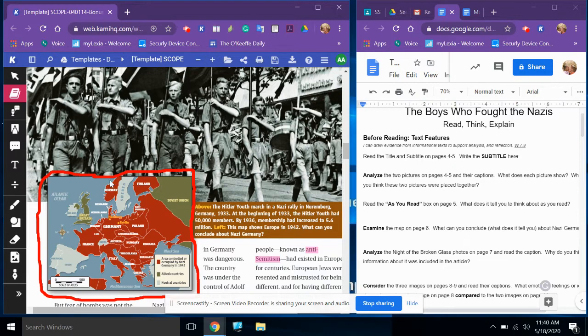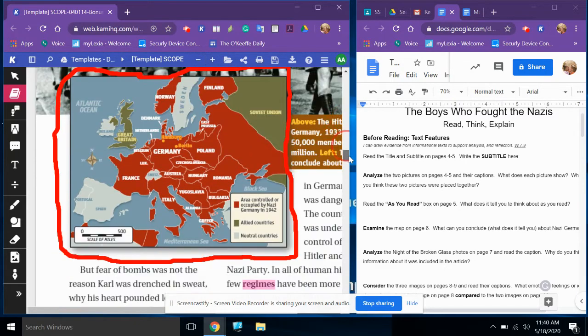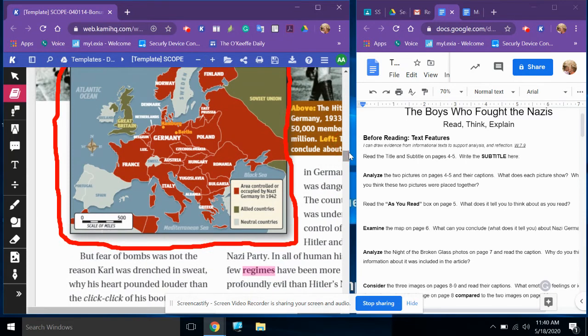So the next thing we're supposed to do is examine this map here on page 6. What can you conclude? What does it tell you about Nazi Germany? So if we look at this image, and I'm going to zoom in a little bit so you can see it better. Okay, so the caption says, this map shows Europe in 1942. What can you conclude about Nazi Germany?